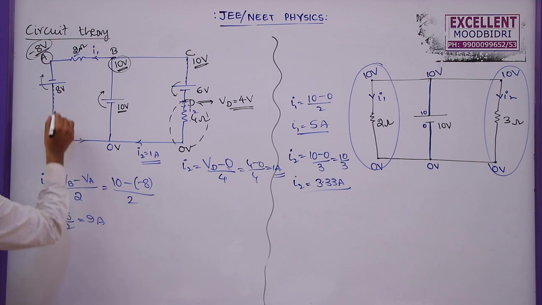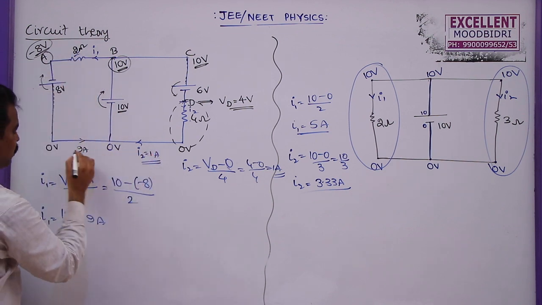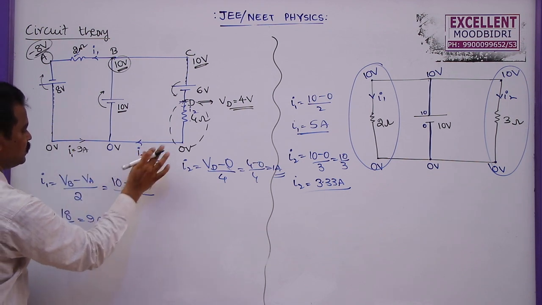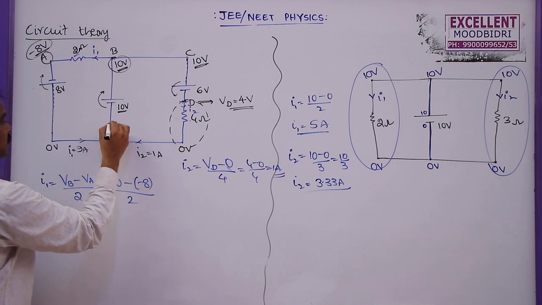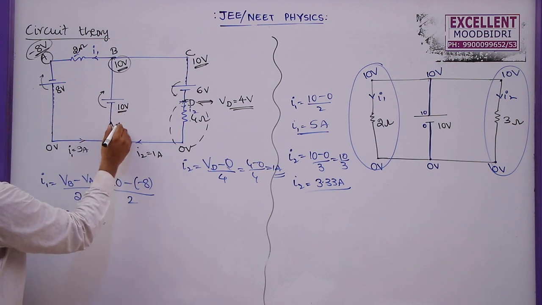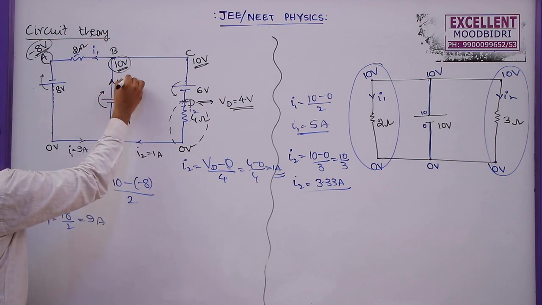So how much current is entering through this one? This is 9 amperes. So this is 1 ampere. So I1 is equal to 9 amperes. I2 is equal to 1 ampere. So the current is coming to this middle battery. 9 plus 1 will become 10 amperes. So this is 10 amperes.